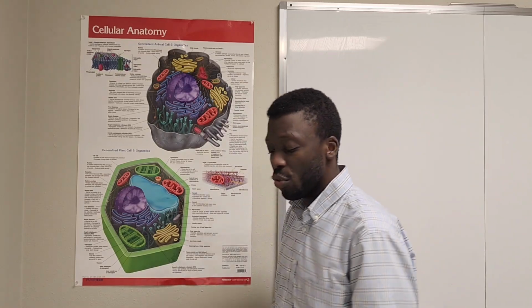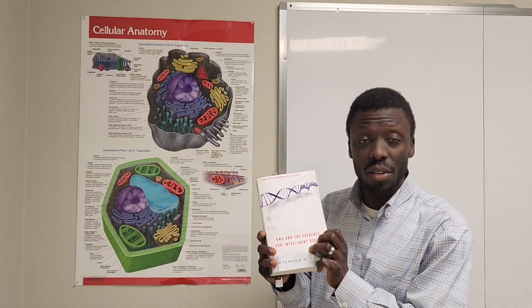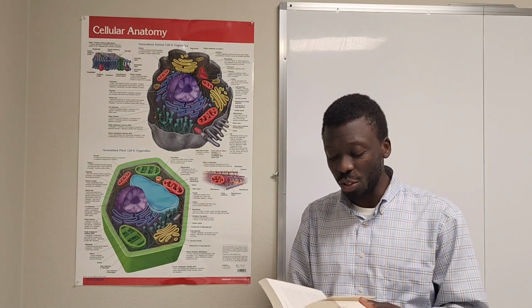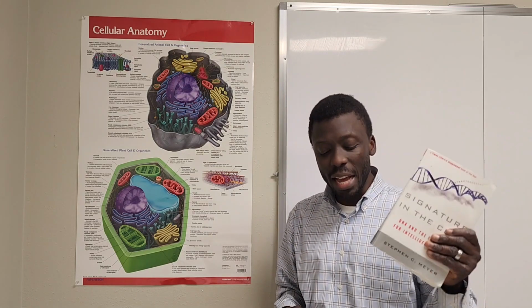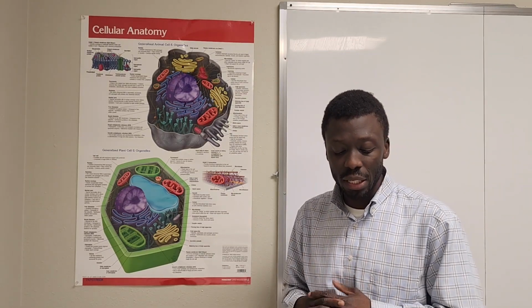So, I'll leave you with one more book suggestion that I'm going through myself. This is called Signature in the Cell by Dr. Stephen Meyer. You get a great insight into DNA, and you get some history also. So I highly encourage everybody to learn the history and philosophy of science. And so that's part of what you'll see in this book. Dr. Stephen Meyer has a PhD in the history and philosophy of science from Cambridge University.